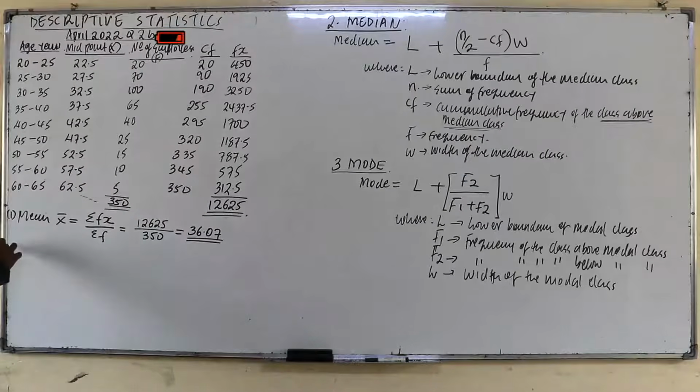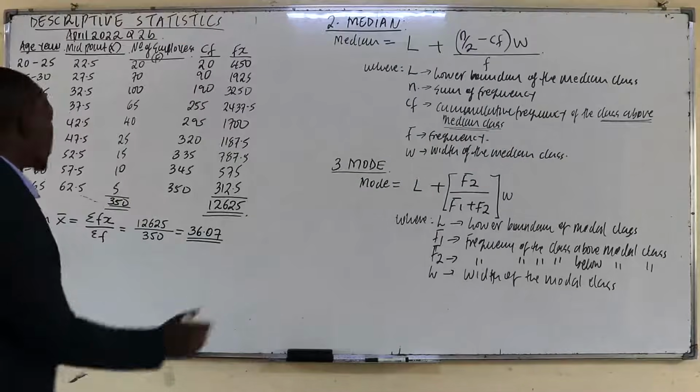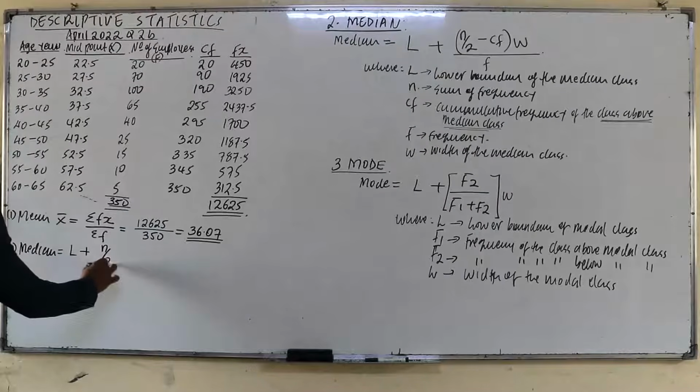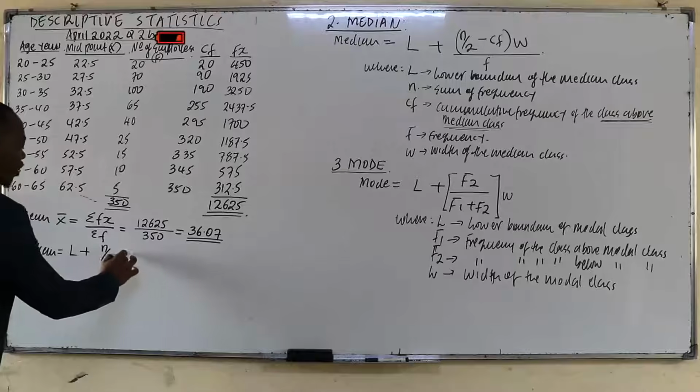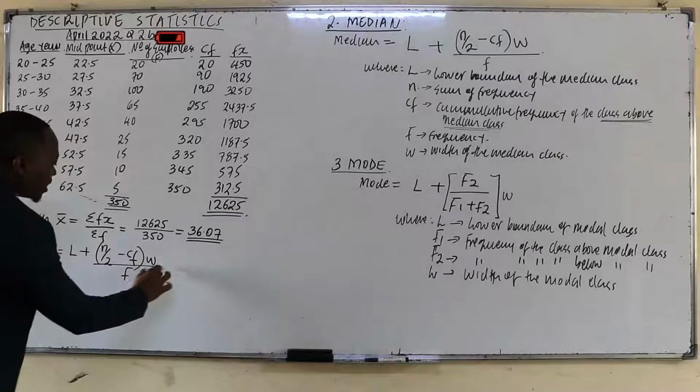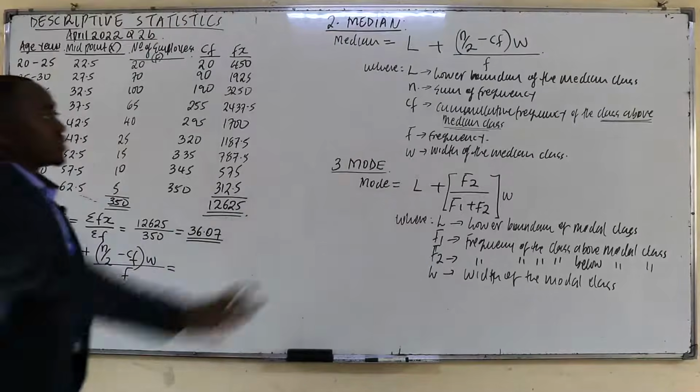Number two. I want us to compute both the median and the mode. So let's compute the median. To get the median, you take the lower boundary plus n/2 minus the cumulative frequency, you divide by F, and you multiply by W. So now let's adopt this.